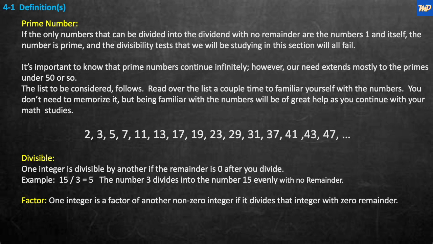Let's talk about the definition of divisible. What does it mean for one number to be divisible by another? One integer is divisible by another if the remainder is 0 after you divide. For example, 15 divided by 3 is 5. The number 3 divides into the number 15 evenly, so there's no remainder. What's a factor? One integer is a factor of another non-zero integer if it divides that integer with 0 remainder.